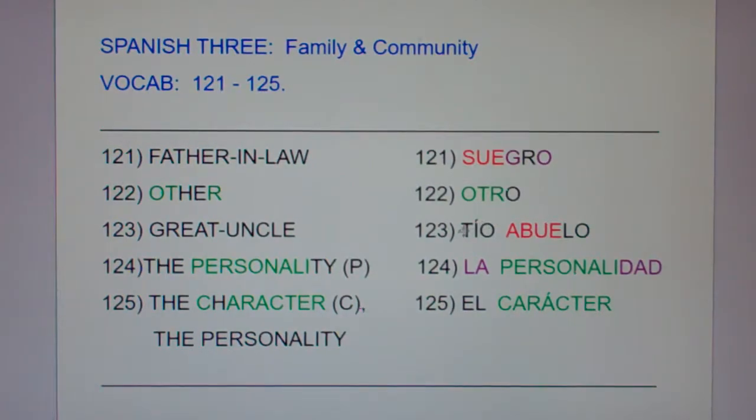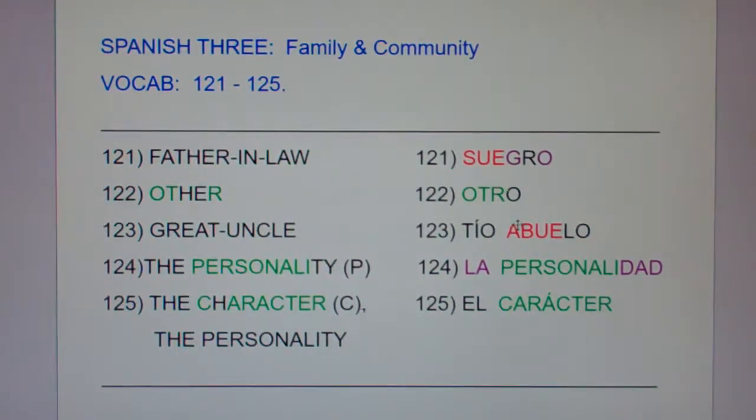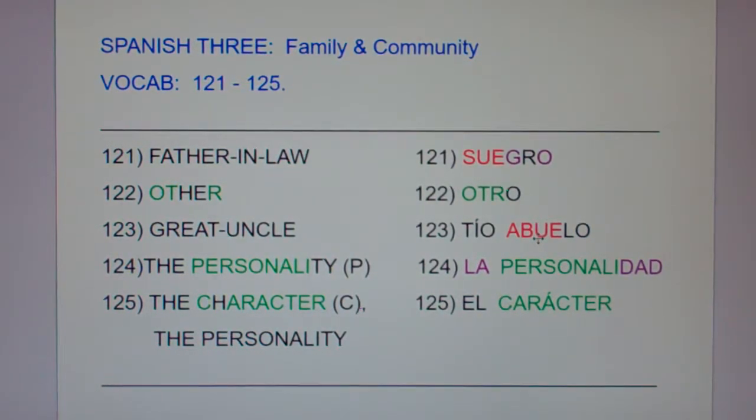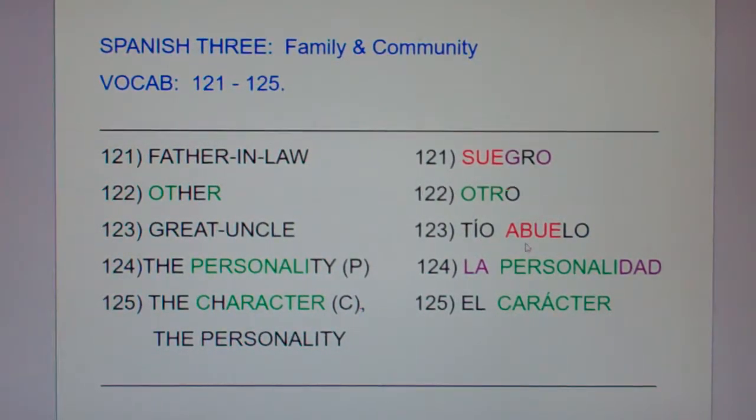Now, in English we say great uncle. Now remember, grandpa was abuelo and great-grandpa was bisabuelo. So bis for grandpa means great, but it's different for aunts and uncles. It's tío. We say great uncle, they say uncle grandpa. We say great aunt, they say aunt grandma. Okay, so it's not bis, it's tío abuelo for great uncle and tía abuela for great aunt. That took me a while to get used to. Don't say bis, say tío abuelo.